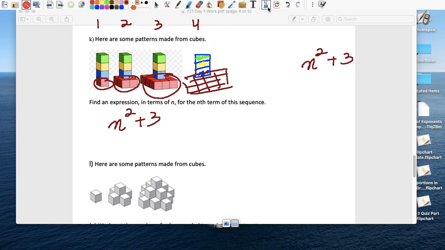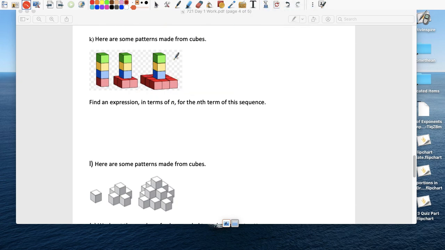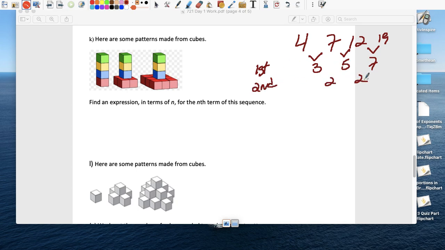You could do that visually, or if you wanted to, you could say this is 4, this is 7, this is 9 and 3, which is 12. So if you took the first difference, this was plus 3, plus 5, and the next one will be plus 7, which makes this 19. Yeah? If you take the second difference, it would be 2 and 2.